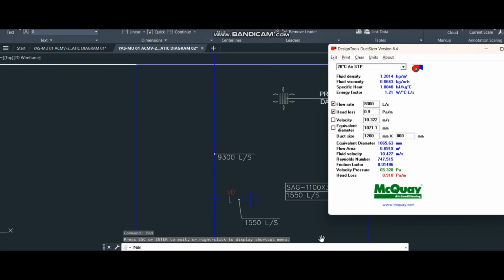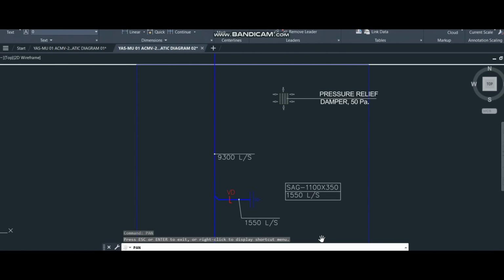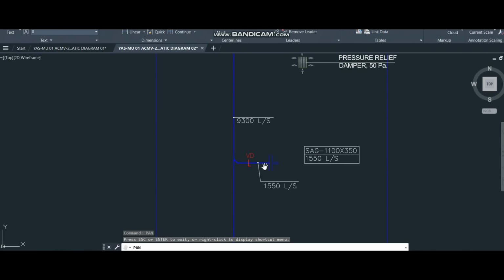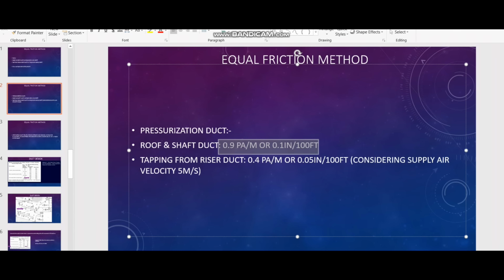As I told you, you can follow 0.9 Pascal, but sometimes noise is not a concern for that location, so we can slightly increase the value, like 1.2 also. But I would recommend going with 0.9, that's not an issue. The next important thing is the supply duct which is passing to this grill. For this supply duct, most of the codes, for example the UAE Fire and Life Safety Code, for staircase pressurization say that the supply air velocity must be 5 meters per second maximum.